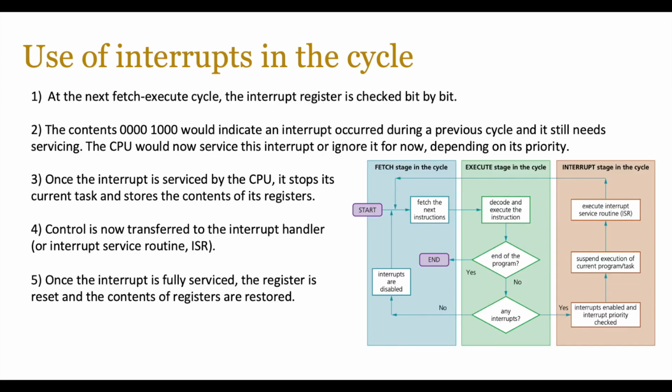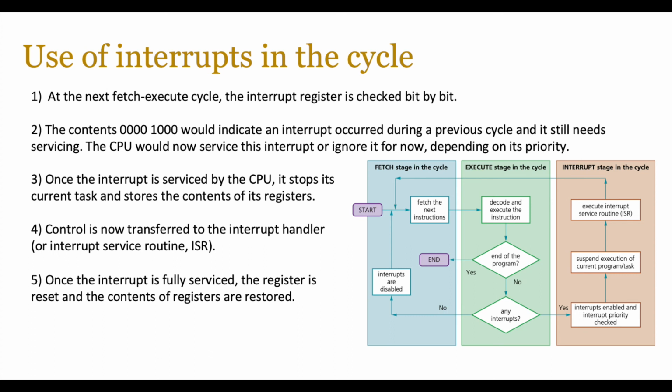Okay, so you will need to define this particular process in perhaps an exam question. So at the next fetch execute cycle, the interrupt register is checked bit by bit. Contents, let's just say 00001000, would indicate an interrupt has occurred during the previous cycle and it still needs servicing. The CPU would now service this interrupt or ignore it depending on its priority.